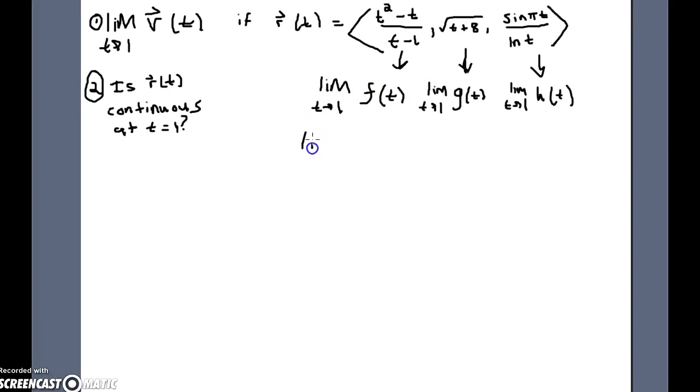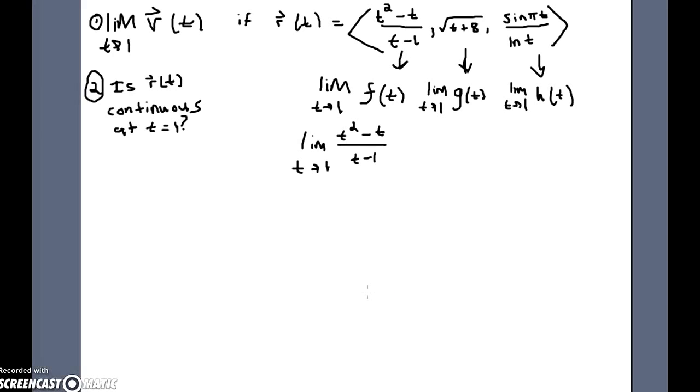So let's get to it. Let's start with the x function. So the limit as t approaches 1 of t squared minus t over t minus 1. When it comes to limits, you want to plug in the value and see what happens. So when we plug in 1, we get 0 over 0. But if you remember, you learned in Calculus 1 and 2 various techniques in order to get around that.